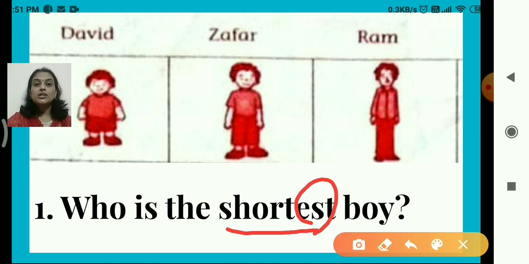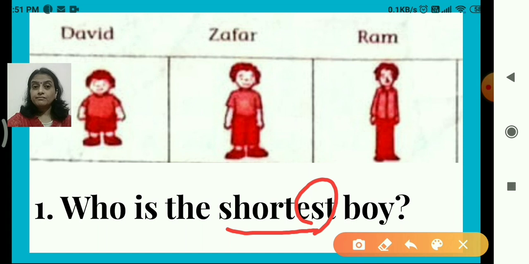So here how many pictures do we have? How many boys are there? 3 boys are there, right? So that is why we are using the superlative degree here. Okay, EST is added to the adjective short. So it became shortest. So what is the question? Who is the shortest boy? So who here? Can you find out? David, Zafar or Ram? You have to compare them with each other and find out the answer.